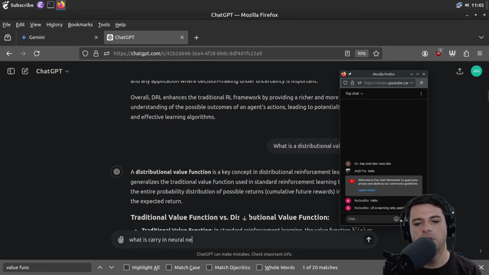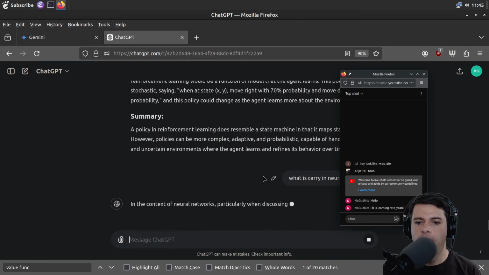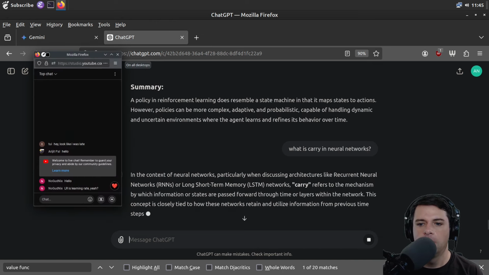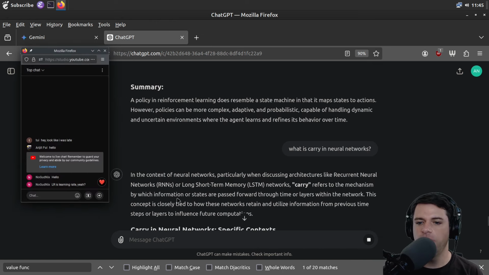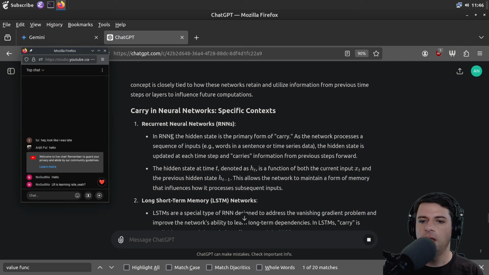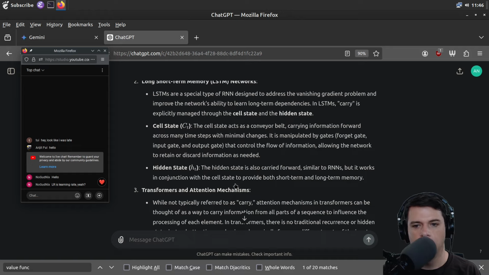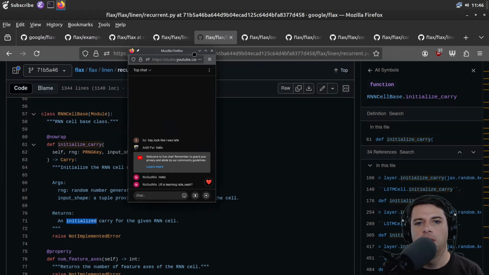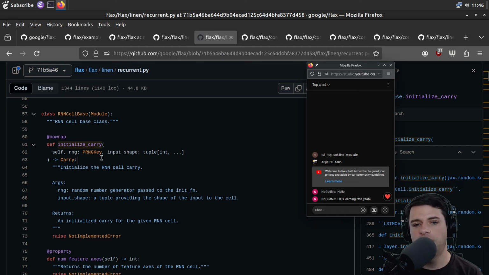What is carry in neural networks? Carry refers to the mechanism by which information or states are passed forward through time or layers within the network. This concept is closely tied to how these networks retain and utilize information. In RNNs, the hidden state is the primary form of carry as the network processes a sequence of inputs, for example words in a sentence or time series data. The hidden state is updated at each time step and carries information from previous steps forward. Okay, so at any rate, it's not implemented.